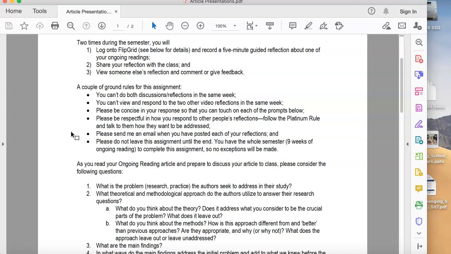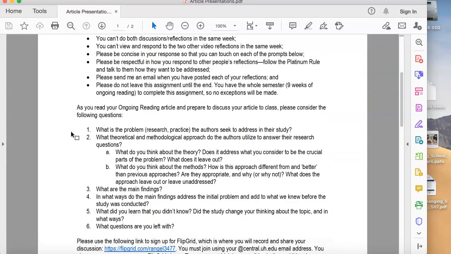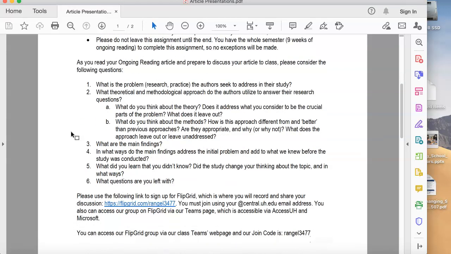Please send me an email when you've posted each of your reflections so that I can go on and view them as well. And please do not leave this assignment until the end. You have the whole semester, 9 weeks of ongoing reading to complete the assignment. So I'm really not going to be super flexible here, because I'm asking you now to please not leave this till the last minute.